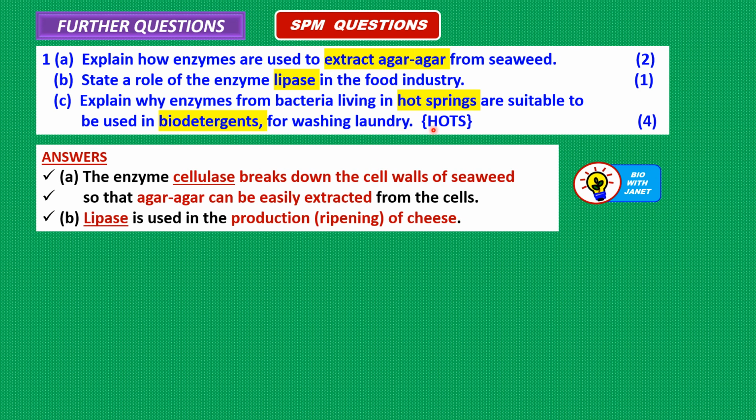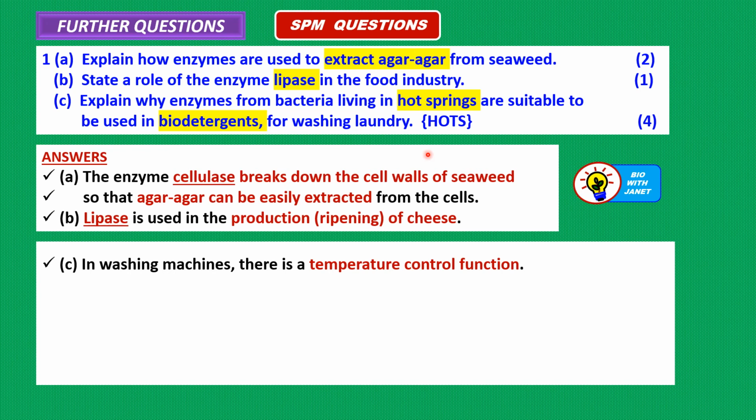The last question here is a hot question. Explain why enzymes from bacteria living in hot springs are suitable to be used in the biodetergents for washing laundry or clothes. Why do we use enzymes from bacteria living in hot springs? Okay, so the reason is because in the hot springs the bacteria has enzymes which are resistant to high temperatures, right? They are not destroyed or denatured. Okay, let's look at the answers.